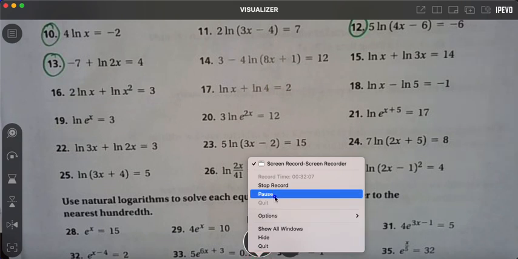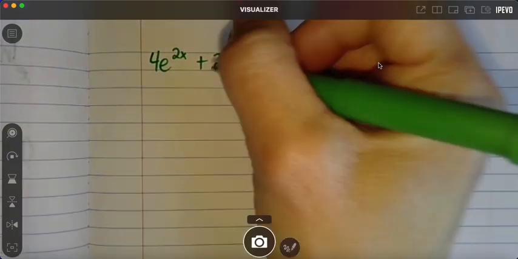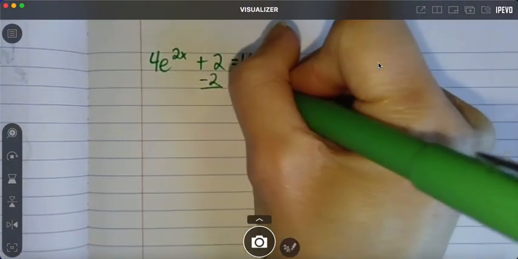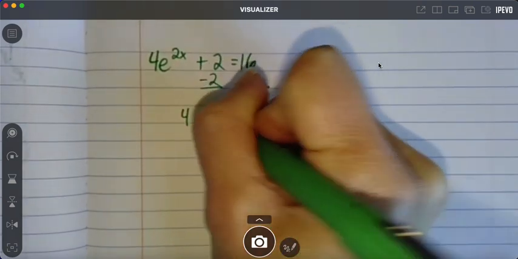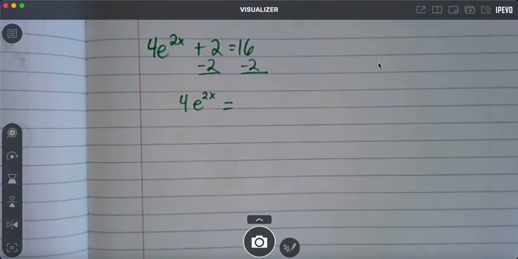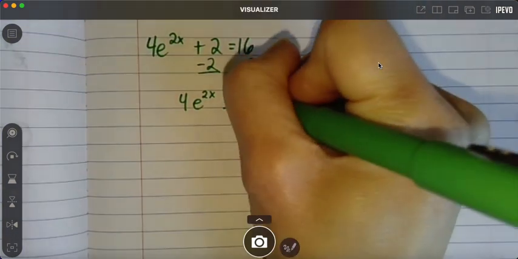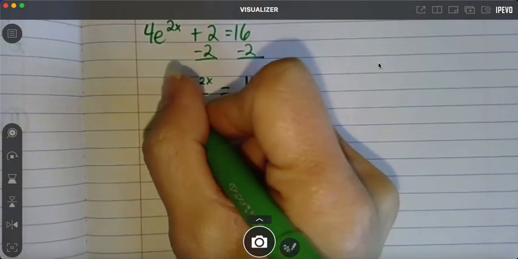So on these types of equations, we're going to use natural log. But first thing I need to do is get that e by itself. I need to move the 2 and then the 4. How would I move the 2? Subtract it. I'm going to subtract 2. What's 16 minus 2? 14. Then what do I do? Divide by 4.